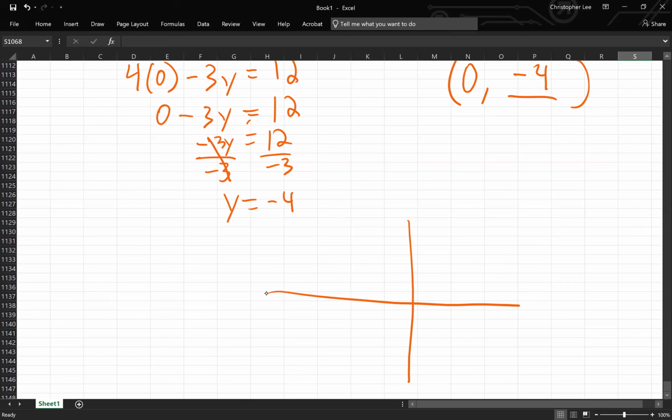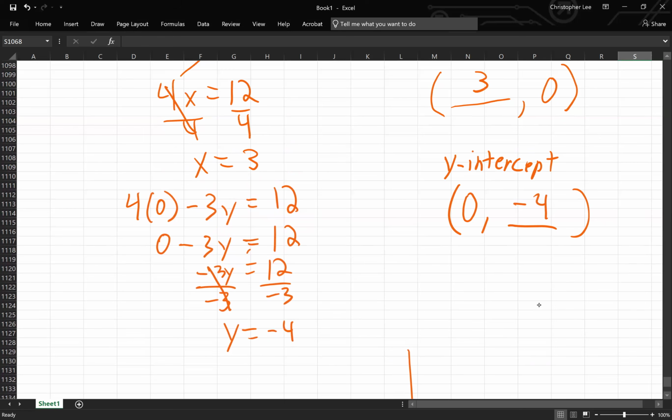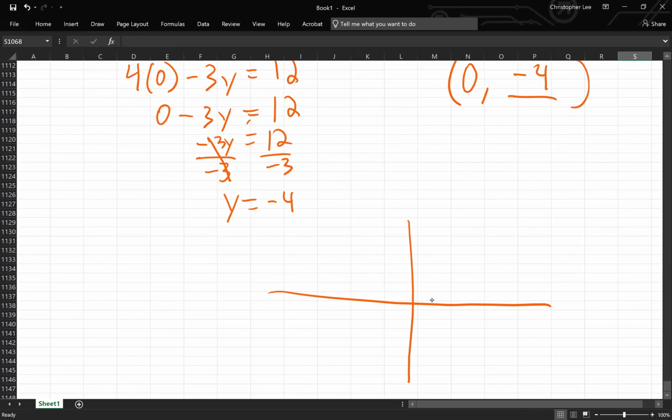But real quick, your graph should look like 3 comma 0. So 1, 2, 3 should be right here. This is 3 comma 0. And your other point is 0 comma -4. So this is 1, 2, 3, 4 right here. This is 0 comma -4. Make a line through it, and that's it. Any questions? Good.